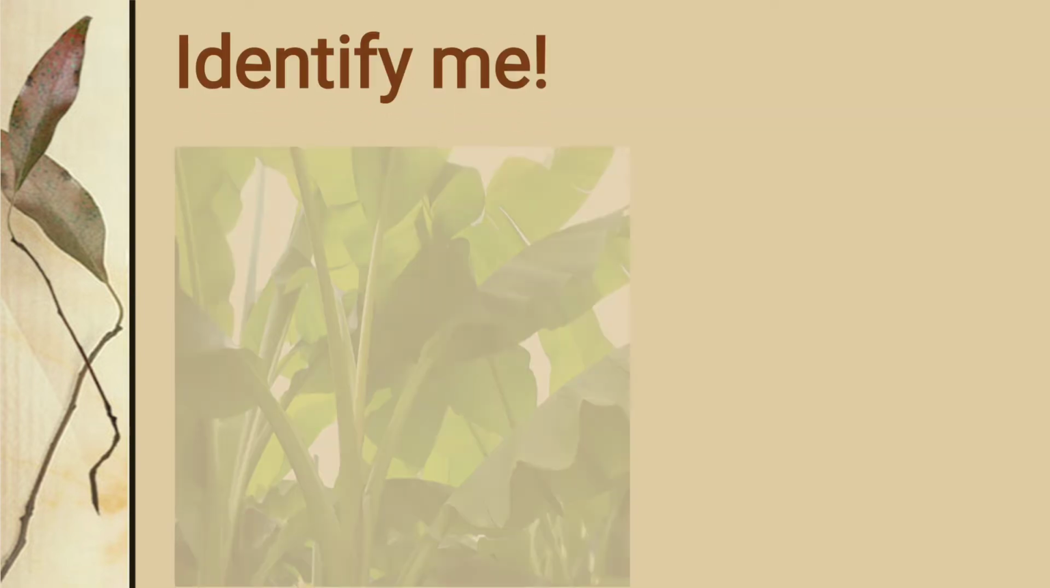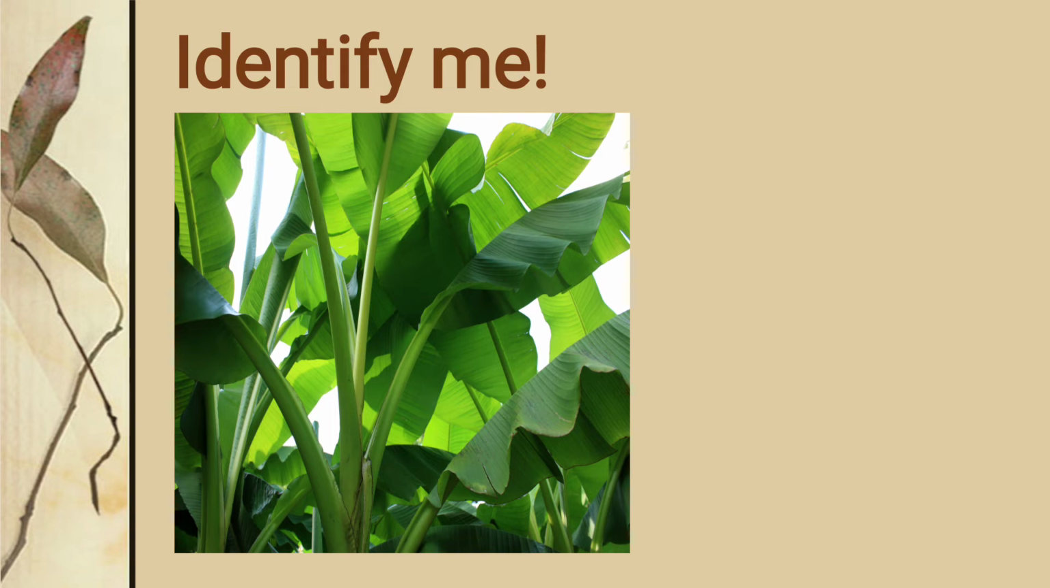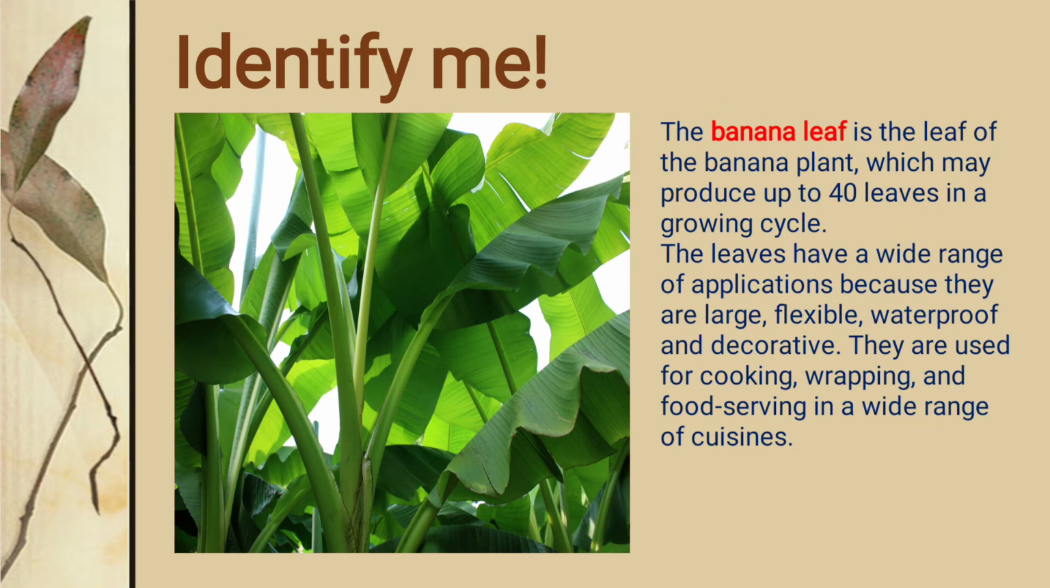Now I'll show you a picture here again, and you have to guess which leaves they are, and it is a banana plant, so obviously these are the leaves of banana. So I'm going to discuss more about the banana. The banana leaf is the leaf of a banana plant which may produce up to 40 leaves in a growing cycle. It's amazing, right? It can produce 40 leaves.